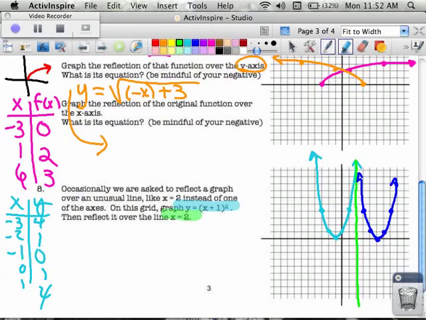Kind of weird. Same idea. You can reflect pretty much over any line.